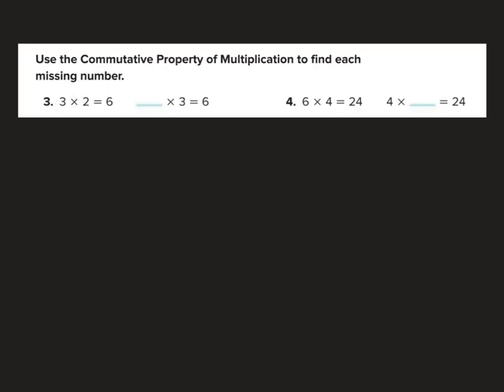Okay, now it says we need to use the commutative property of multiplication to find each missing number. Okay, so that says 3 times 2 is 6. Here it says what times 3 is 6? Well, if we know we're flip-flopping our factors, we have a 3 here. We're missing the 2, so that means 2 times 3 is 6. So we did 3 times 2 and 2 times 3, and they both give us 6. 6 times 4 is 24. So if I flip-flop them, I could also say that 4 times 6 is 24.